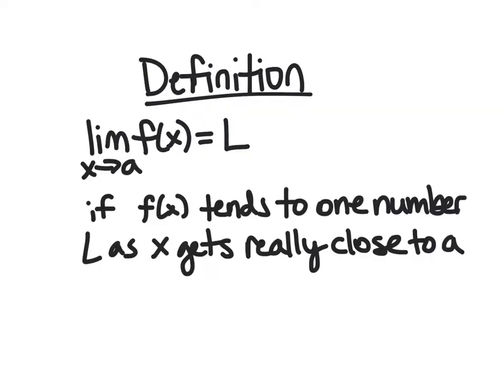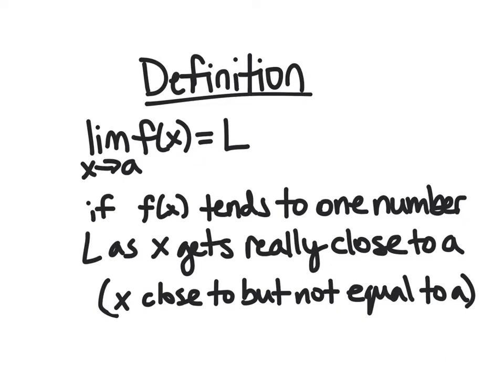Okay, so here's our official definition, which is not really that official. If you want to see the real nitty-gritty definition, it is in the book, and if you're thinking about being a math major, you should come talk to us about it. But this will suffice for us. We say that the limit as x approaches a of f of x is L if f of x, so these are the y values, tend toward or approach exactly one number L as x gets really close to a. And I'm going to put a little condition here in parentheses: x close to but not equal to a.